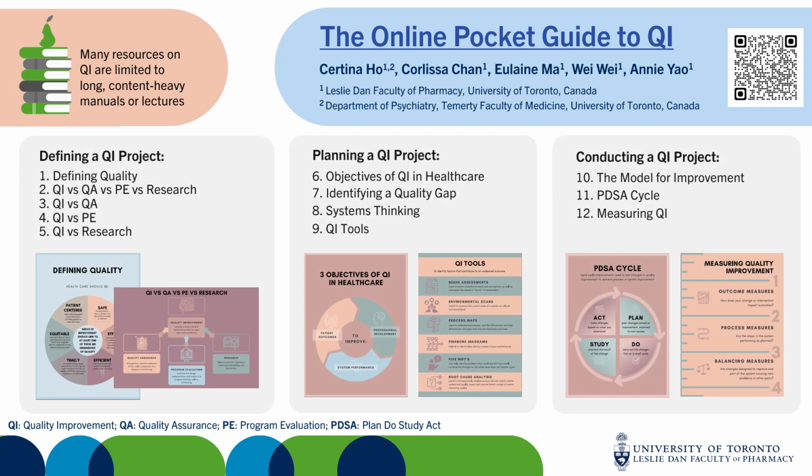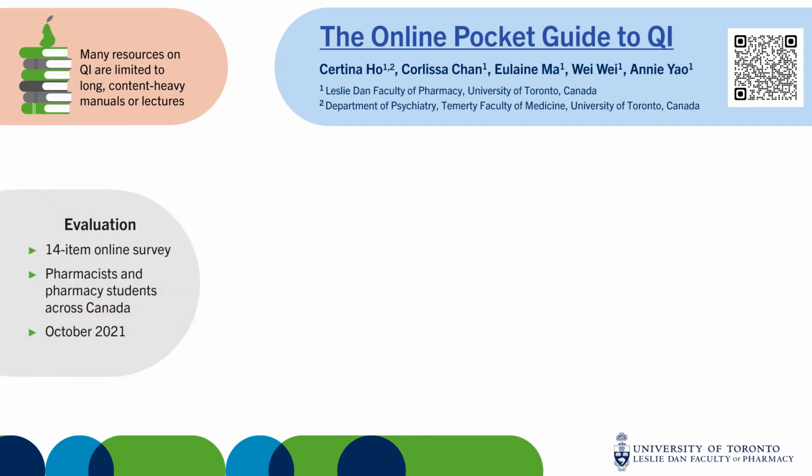The Pocket Guide contains a total of 12 infographics divided into 3 sections: defining a QI project, planning a QI project, and conducting a QI project. Once the QI Pocket Guide was finalized, it was pilot tested to pharmacists and pharmacy students in Canada to gather user experience through an online survey in October 2021.